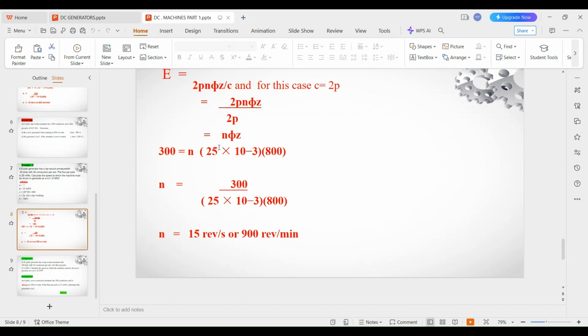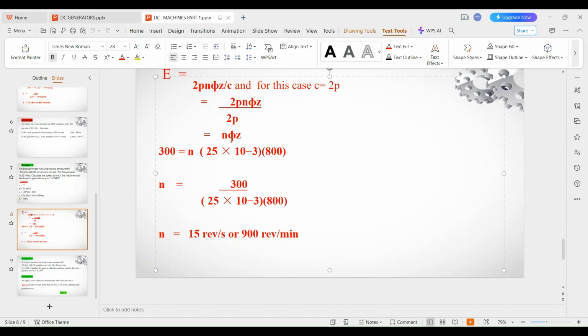Therefore, E will be given by N over phi. Then N is the unknown here. We make N the subject of the formula. How? We divide both sides by phi Z. Phi Z on this side will cancel with the other one. So we shall have N equal to E over phi Z.